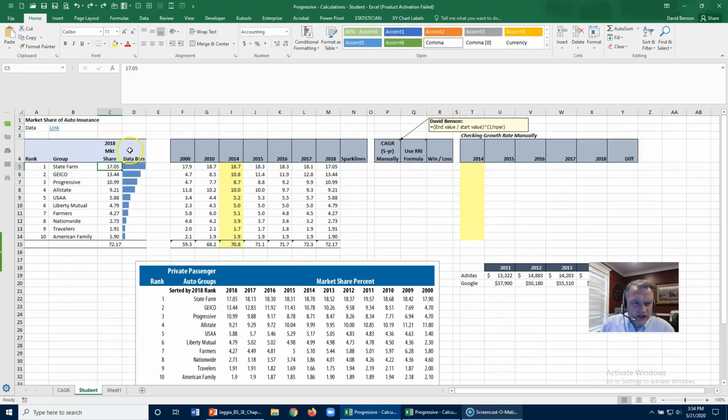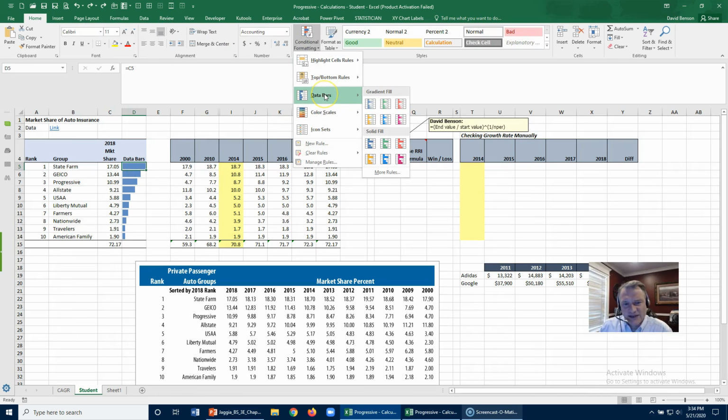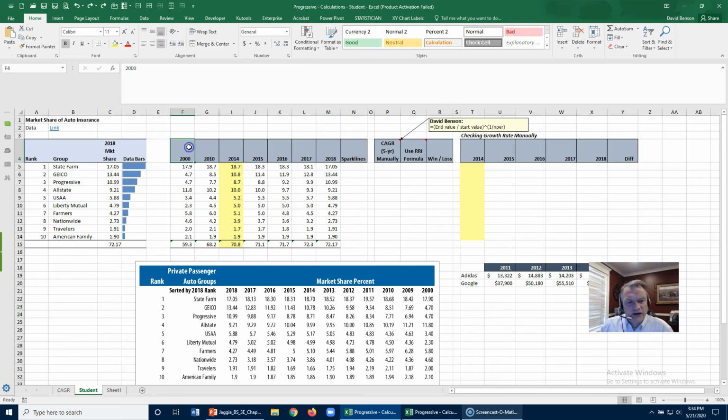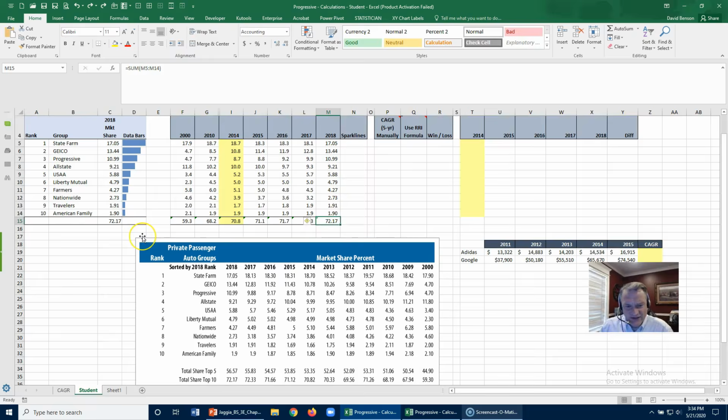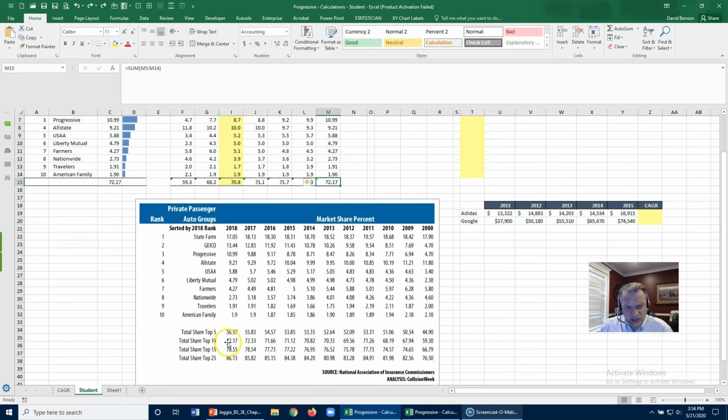Okay, so the first thing you're going to do in column D is add these data bars using Home and then Conditional Formatting and these data bars. Okay, I'll just show over here. So in 2018, this 72.17, that's the top share of these top 10. That's the 72.17 right there.